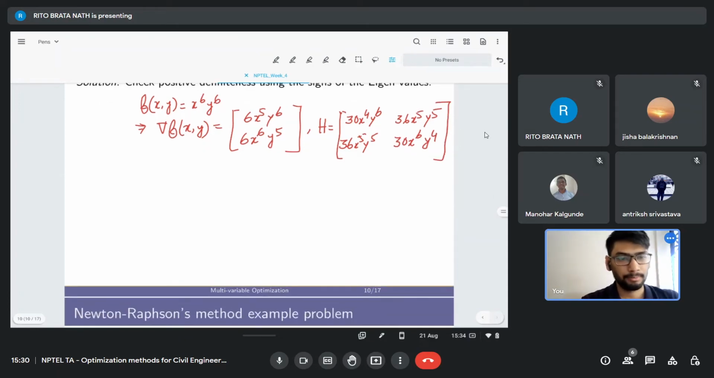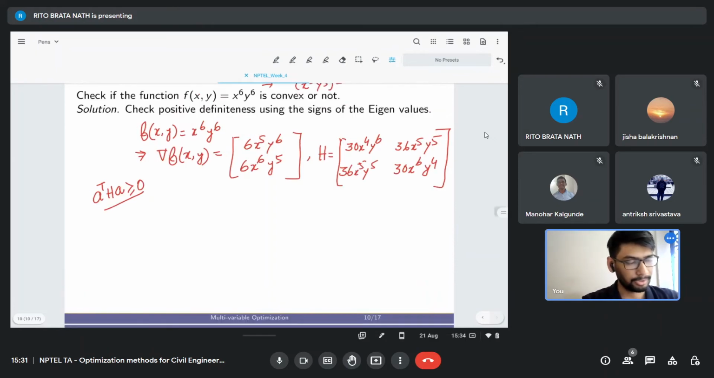Now, there are many ways of checking positive semi-definiteness. You can take one vector, say A, and compute A transpose H A. If it is greater than or equal to 0, you can say for certain that you have a positive semi-definite matrix. But as you can notice, the Hessian expression is a bit complicated here.